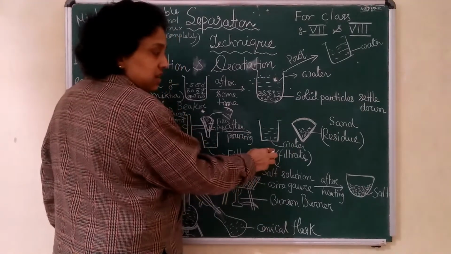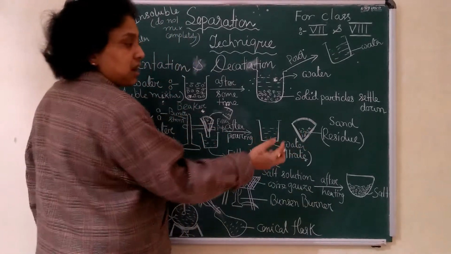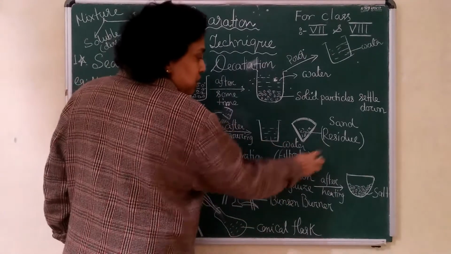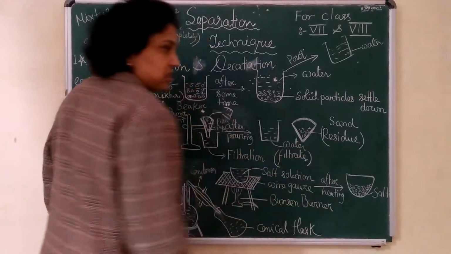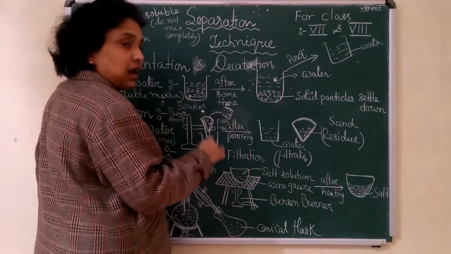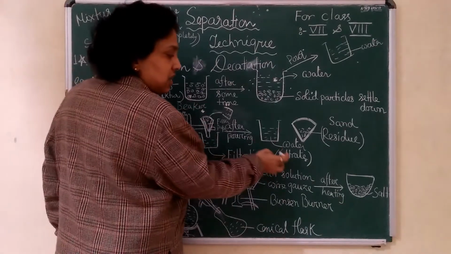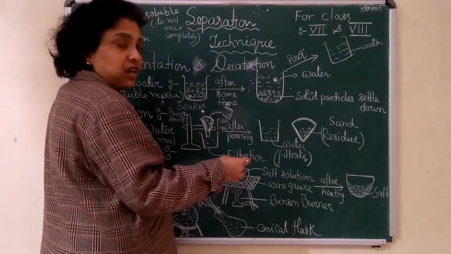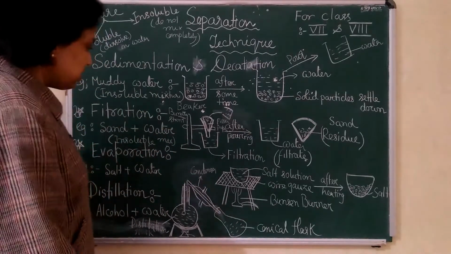Water you will get as filtrate, and the sand which will be deposited in the filter paper will be called the residue. These two words are very important. In the exam it can be asked, what is filtrate, what is residue? So what you have to tell is that after filtration, the water which is passing through the filter paper is called filtrate, and the solid particles which remain in the filter paper are called residue. For example, you can write.